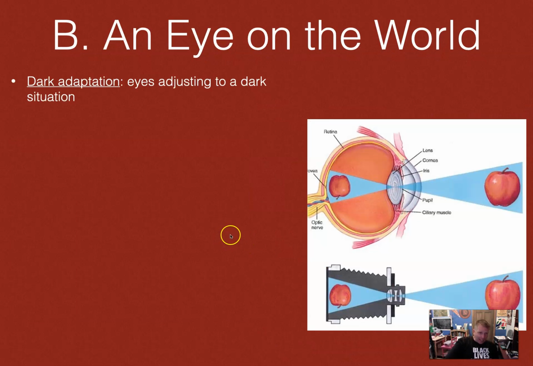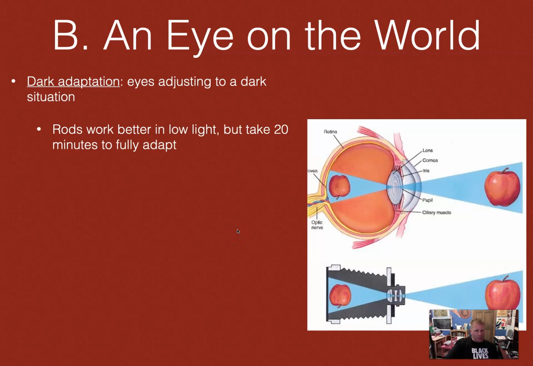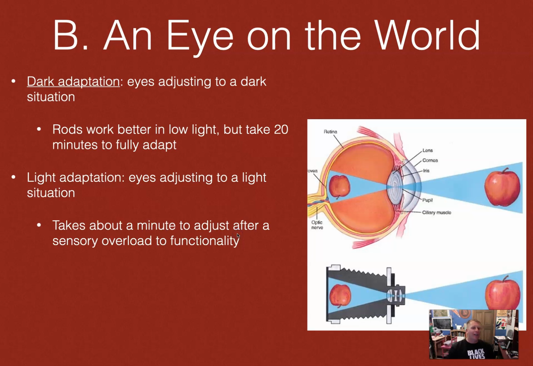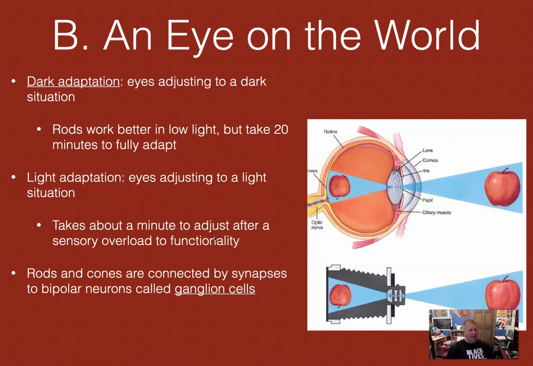So our eyes can adapt to darkness. Eyes adjusting to a dark situation. Rods work better in low light, but it takes 20 minutes to fully adapt to a super dark room or if it's really dark outside. Light adaptation is when our eyes have to adjust to like mom flipping on the lights because you slept in and it's Monday and we have to go back to school. Oh my. It takes about a minute to adjust, but it kind of hurts. So we have a little bit of sensory overload and some functionality going on there.